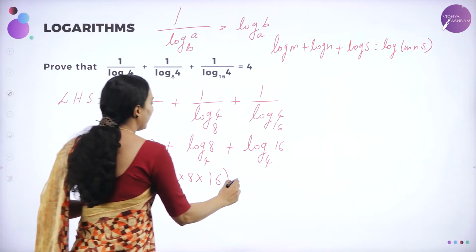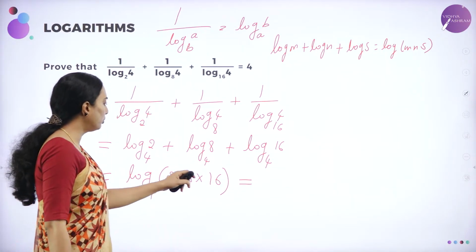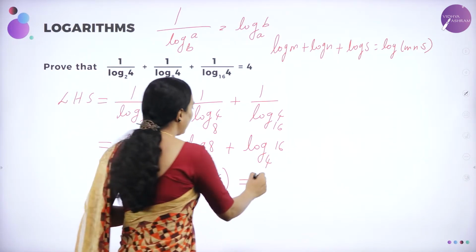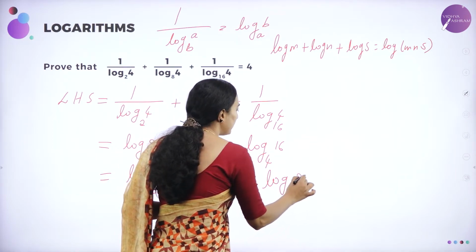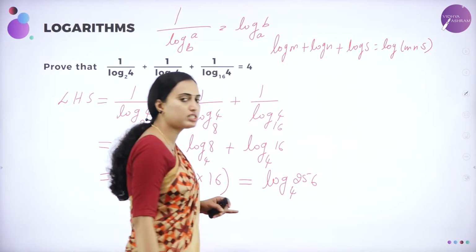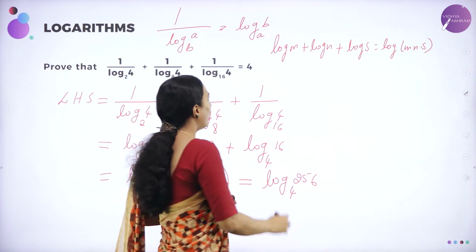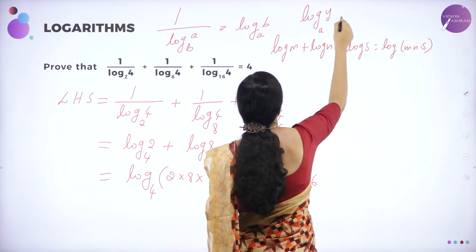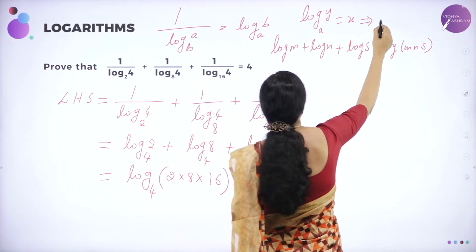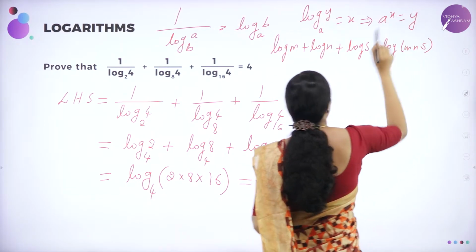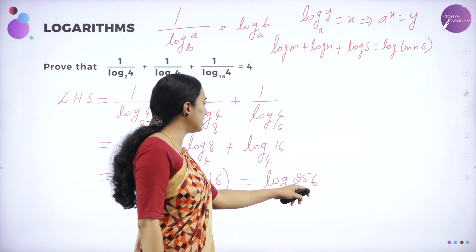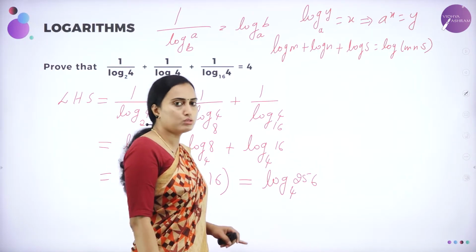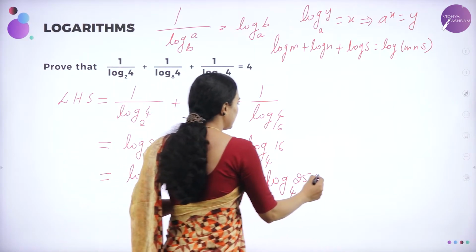So therefore, you can write this one as, see, 8 into 2, 16, 16 into 16 is nothing but 256. Therefore, I can write that one as log 256 to the base 4. Otherwise, according to the logarithmic definition, log y to the base a is nothing but x, which implies you can write it as a power x is equal to y. Correct? So therefore, a replaces 4 here, and 256 replaces y.